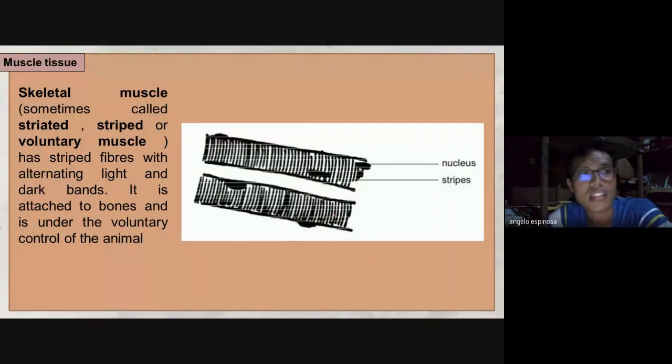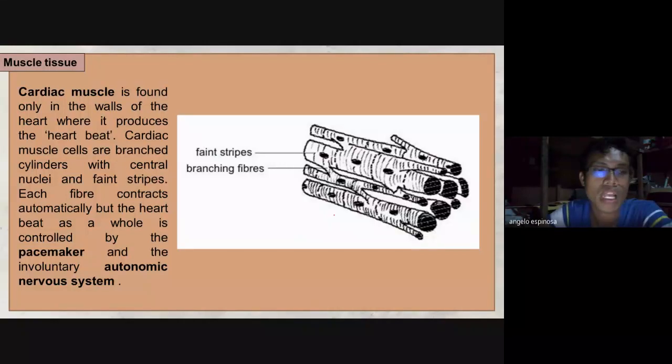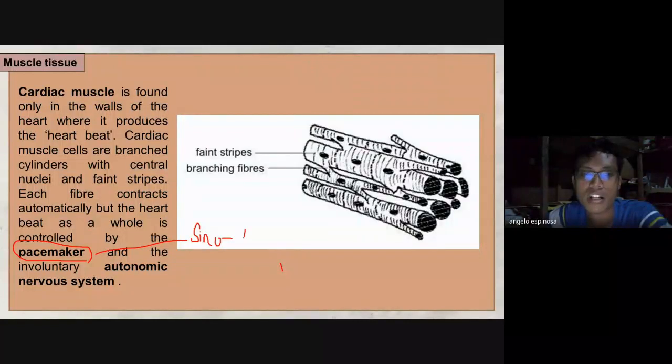So we have skeletal muscles under muscle tissue, sometimes called striated, striped, or voluntary muscles. It has striped fibers with alternating light and dark bands. It is attached to bones and is under the voluntary control of the animal. Cardiac muscle naman is found only in the walls of the heart, where it produces the heartbeat, lub-dub. Cardiac muscle cells are branched cylinders with central nuclei and faint stripes. Each fiber contracts automatically, but the heart beat as a whole is controlled by a pacemaker, which is the sinoatrial node. Si sinoatrial node yung known as the pacemaker, and the involuntary, which is the autonomic nervous system.